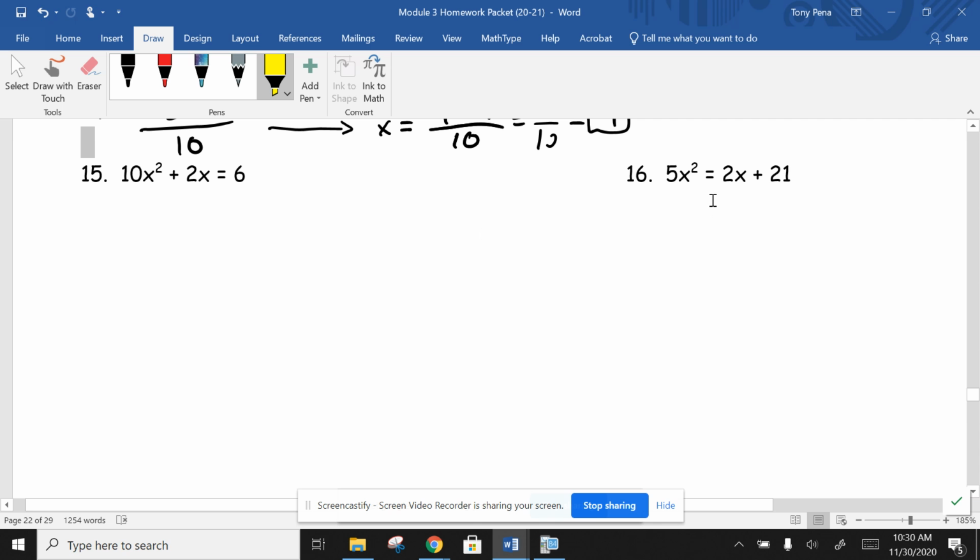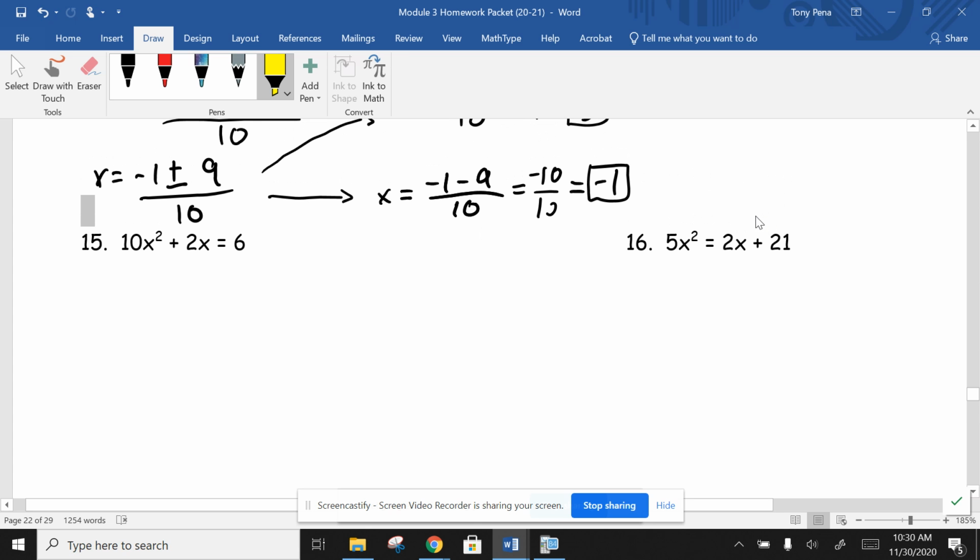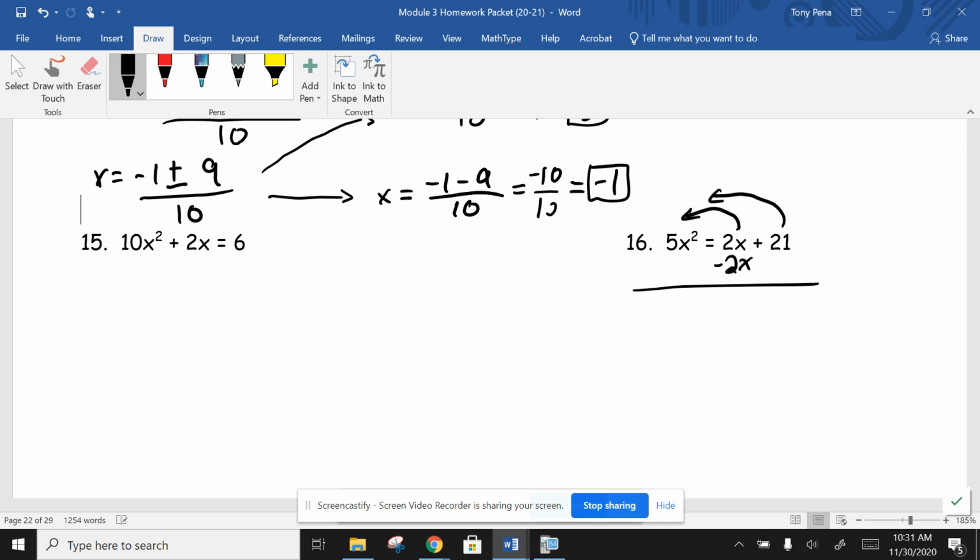Right now it's set equal to 6 on this side, and on this side we have both terms over here. So in order to make this happen, we need to take this 2x and move it over. We need to take the 21 and move it to the other side. So to do that, I'm going to subtract 2x from both sides. So that would give me 5x squared minus 2x equals 21, but don't we still need to move that 21 over? So now I'm going to subtract 21 from both sides. So in standard form, this is 5x squared minus 2x minus 21, and that equals 0.